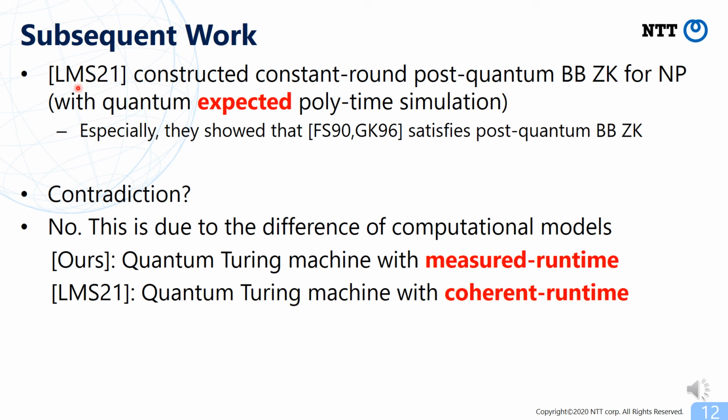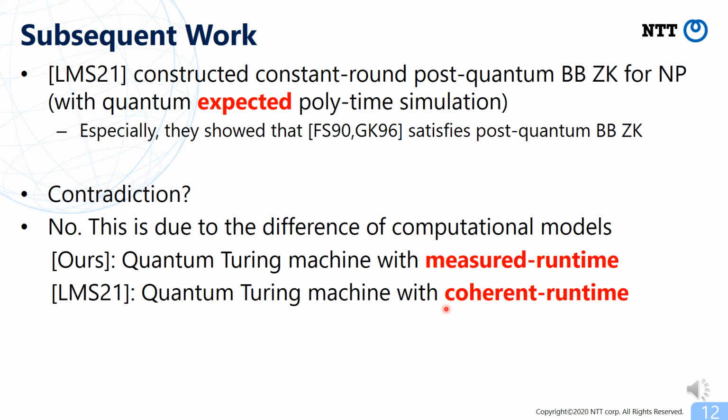Actually, LMS21 constructed constant round post-quantum black box zero knowledge for NP with quantum expected polynomial time simulation. At first glance, this seems to contradict our main impossibility result. However, there is actually no contradiction, and this situation comes from the difference of computational models. In our work, we consider quantum Turing machines with measured runtime, which performs a measurement to check if it halts in each step. On the other hand, they consider a quantum Turing machine with coherent runtime, which doesn't perform such a measurement.